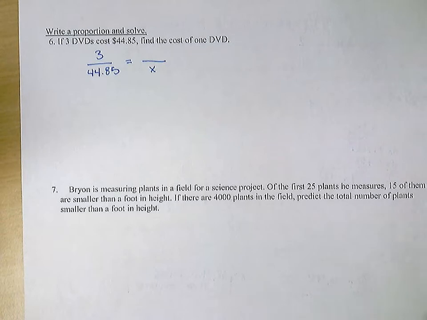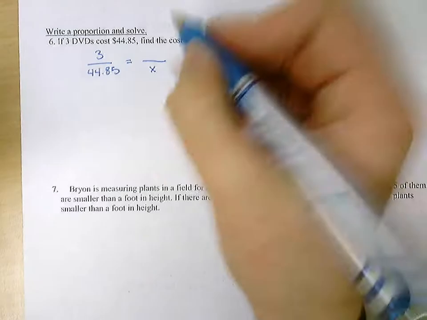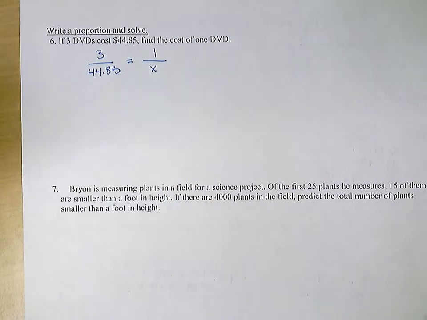I'm looking for one DVD, so I need 1 in the numerator. Why don't you just take the number and divide it by 3? Because I want to set up the proportion. But yes, that's what you do. But that doesn't always work for the next one that we're going to do.